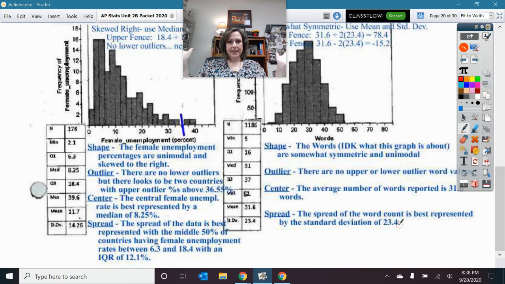Okay? All right. There is your describing the distribution. Be specific. Describe with your socks. Be specific. Include context, and you'll be set.